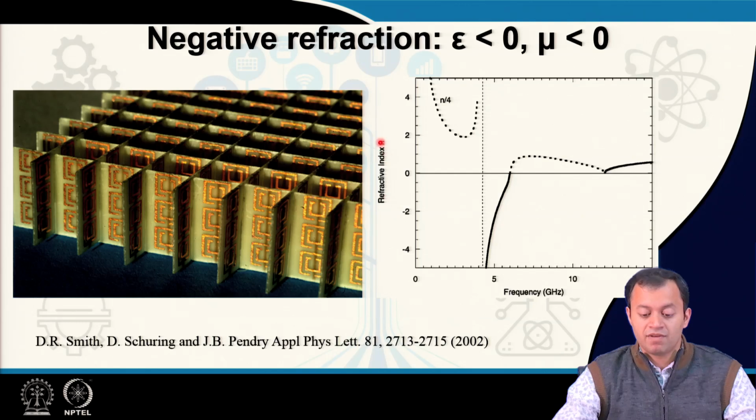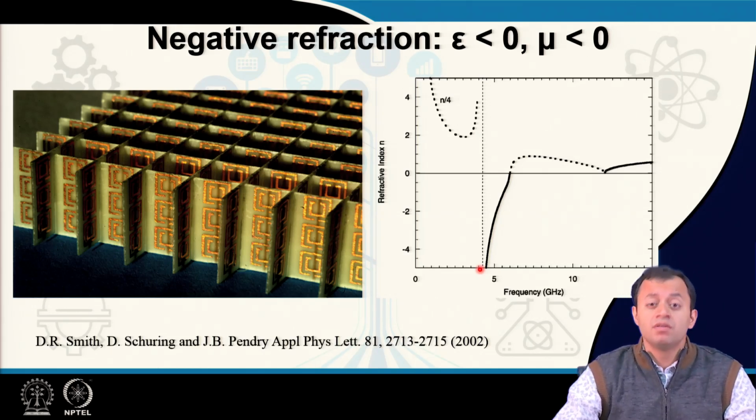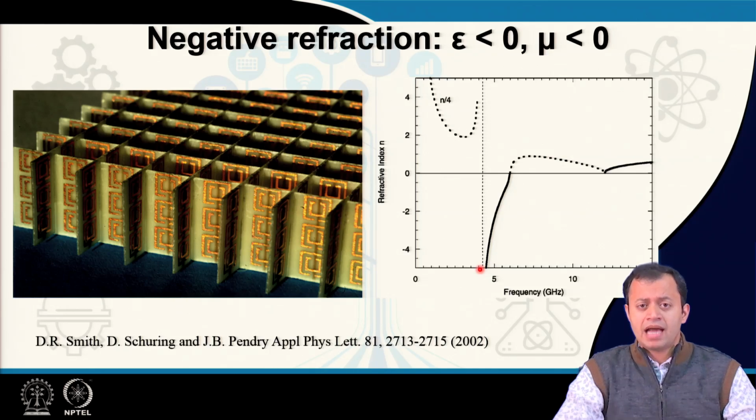So, this is the refractive index, this is the real part of the refractive index, and this is the imaginary part of the refractive index. You see the real part of the refractive index going below 0 at a microwave frequency. And this opened up a whole plethora of antennas and perfect lens, and this invisibility cloak came up very, very strongly because at that time Harry Potter got released and Harry Potter has an invisibility cloak.